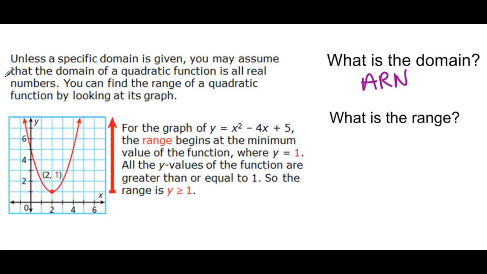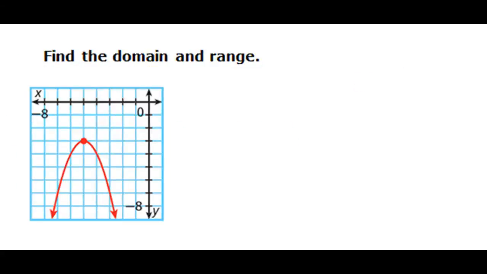You can look at the graph to find the range. Now again, the range is the y values. The range will always begin at the maximum or the minimum value. In this case, it is a minimum value. It is 1. So if it's minimum, it means it's the smallest. So that means all of your y values are greater than or equal to 1. Okay? So let's take a look at this one.